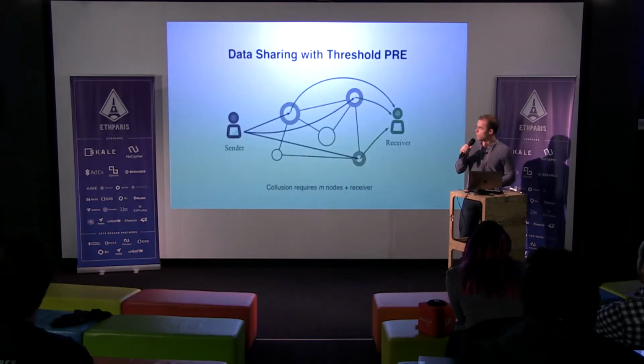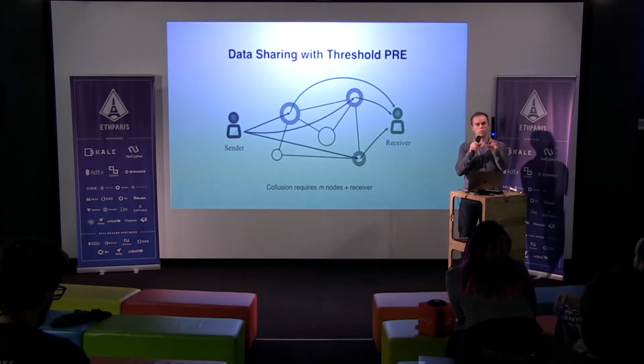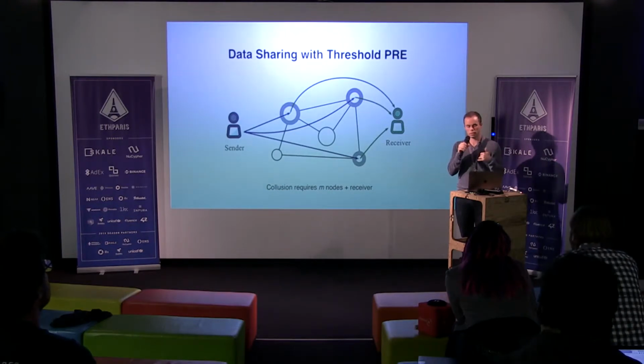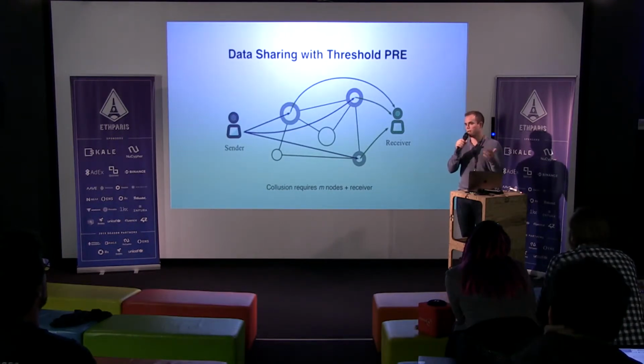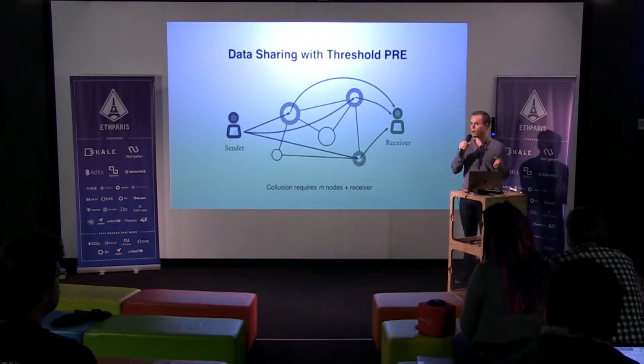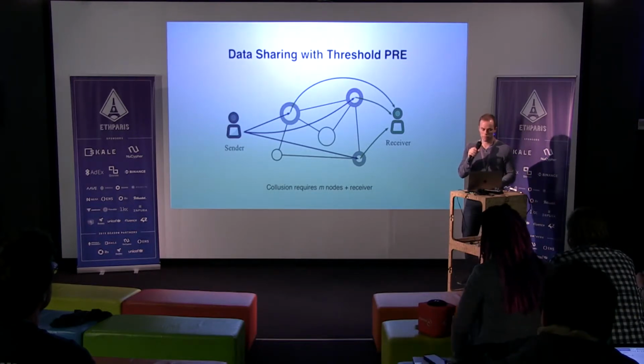So that effectively is what the NuCypher network is. It's a network of these proxy nodes that are accepting re-encryption key shares on behalf of Alice. They're enforcing potentially any conditions, such as time or payment, that she wants to impose on that sharing policy. And then they're re-encrypting ciphertext for Bob.